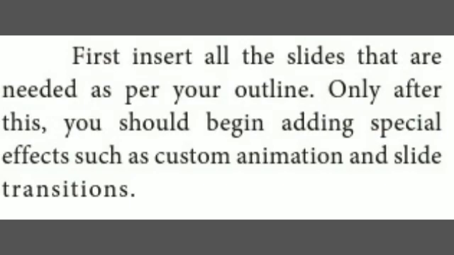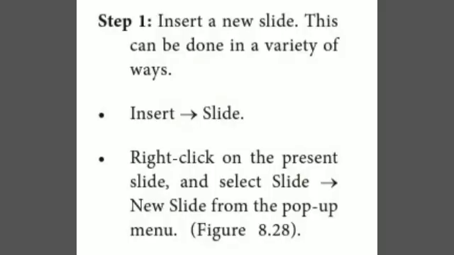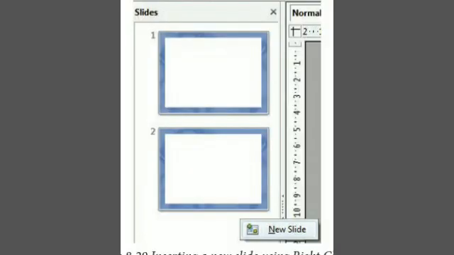So how do we insert a new slide? In the Insert menu you have to choose Slide, or in this picture you can see, after the end of the slide, here two slides are there in the presentation. So after the end of the slide you have to right click, select Slide, and then New Slide from the pop-up menu.